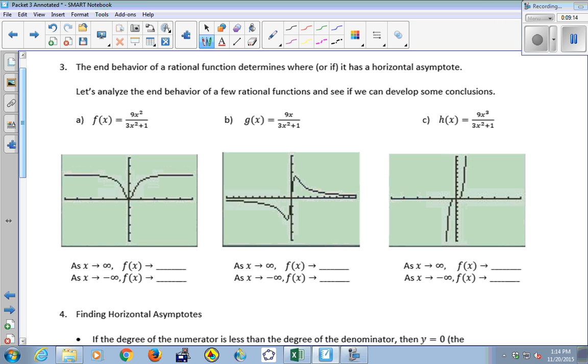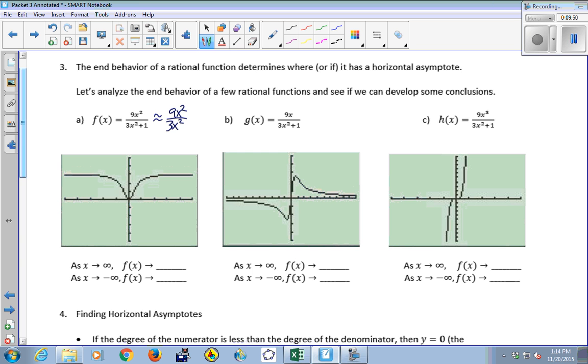End behavior means what happens to the y values when the x values get really, really, really big, right? So think about plugging in like 15 quadrillion, the biggest number you can possibly imagine. Does that +1 in the denominator make a very big difference? No. So if I'm plugging in giant, giant numbers, I could say that it's approximately equal to 9x squared over 3x squared.